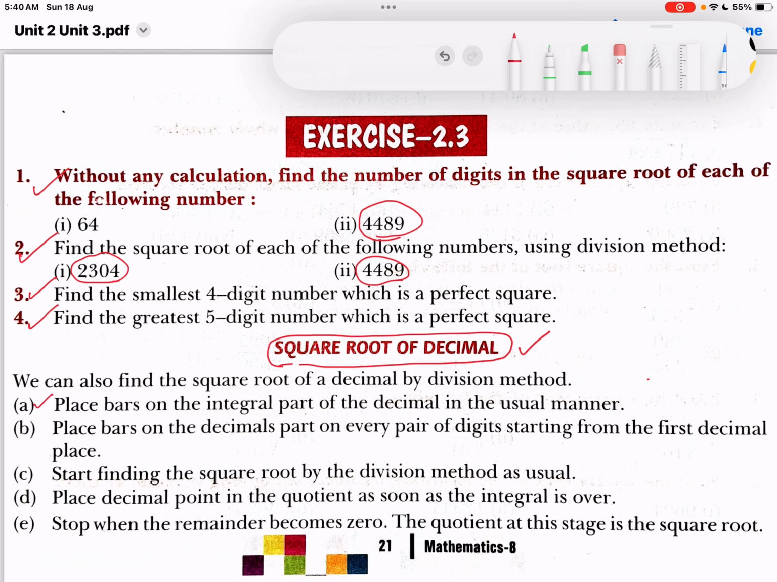The first one is: place bars on the integral part of the decimal in the usual manner. Previously we have found the square root by placing the bar. Like if we have to find the square root of 2304, then first we place the bar on each pair from the right side.